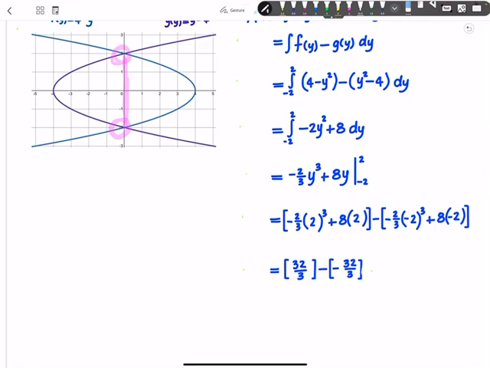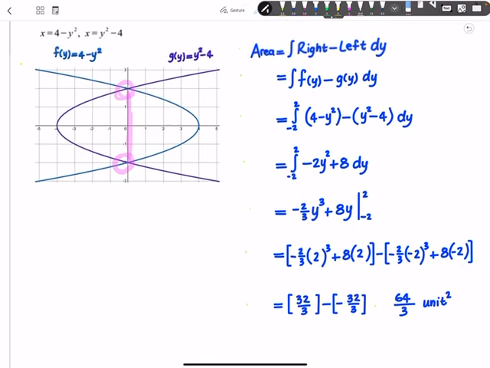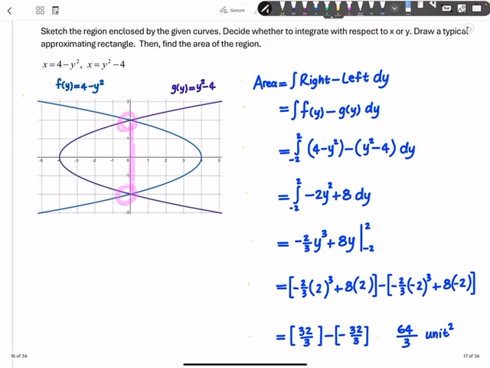Again, at this point, you can plug this into your calculator. If you evaluate by hand, I get 32 over 3 minus -32 over 3, which of course will give me a positive 64 over 3. And again, I'm going to note the units squared just to show that I know that this is an area that I just calculated.